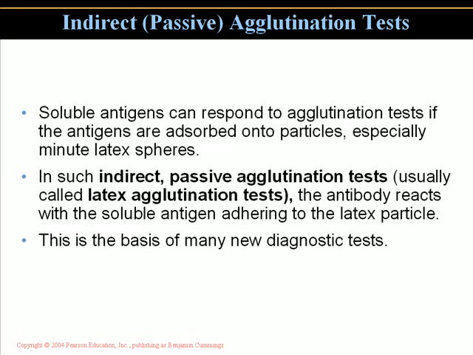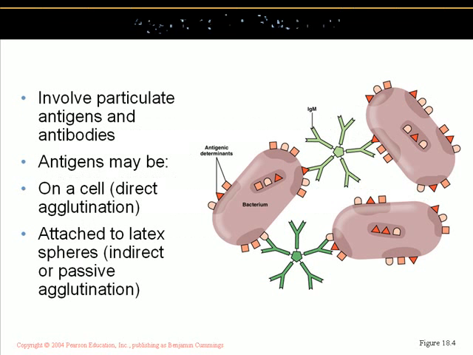Soluble antigens can be used in an agglutination test if the antigens are adsorbed onto particles, especially minute latex spheres. In such indirect passive agglutination tests, usually called the latex agglutination test, the antibody reacts with soluble antigens adhering to the latex particles. This is the basis for many new diagnostic tests.